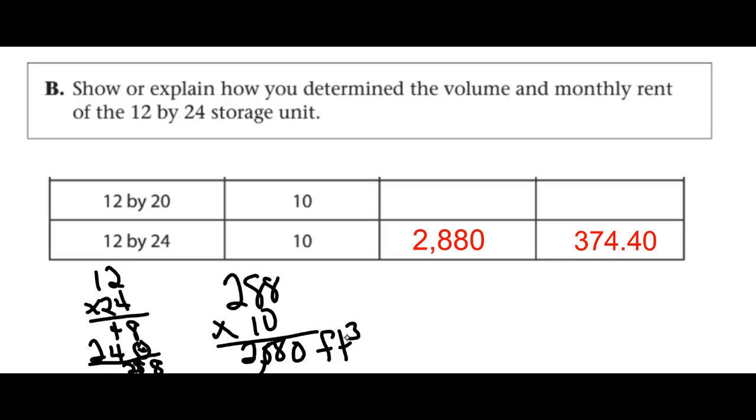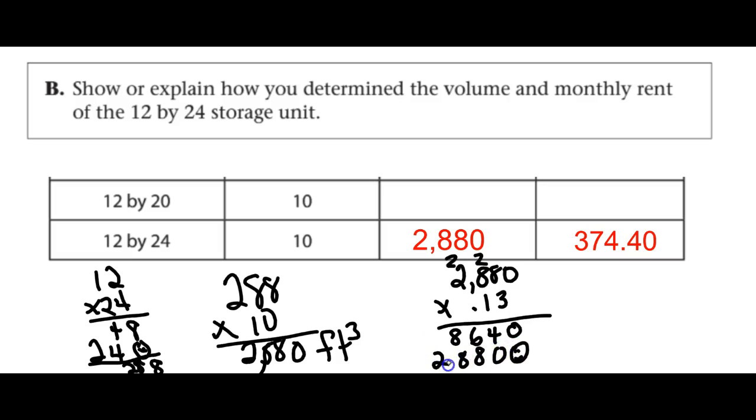Okay, if we're going to explain it, we would have to write out the process of taking 2,880 times 13 cents in order to get that amount. Okay, if we're going to show it, then we also need to do 2,880 times 13 cents. And remember, ignore the decimal point. Placeholder 0, 0, 8, 8, 2. And when we add this up, I'm going to run out of space, guys, sorry.